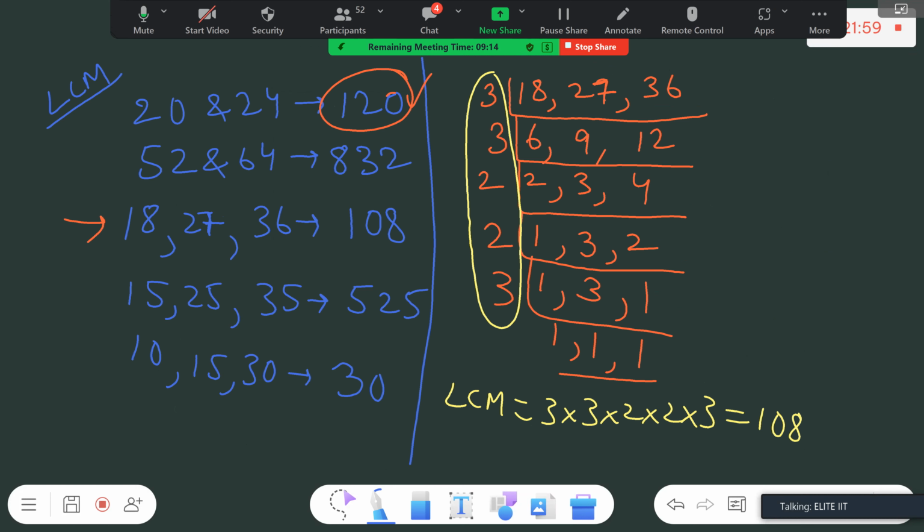108, isn't it? Okay. So you understood how to find the LCM of 2 numbers or 3 numbers at a time? 108, isn't it? Clear? Is the LCM by division method clear? Yes, sir. Everyone? Yes, sir.